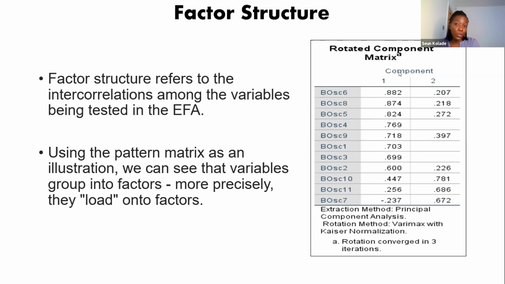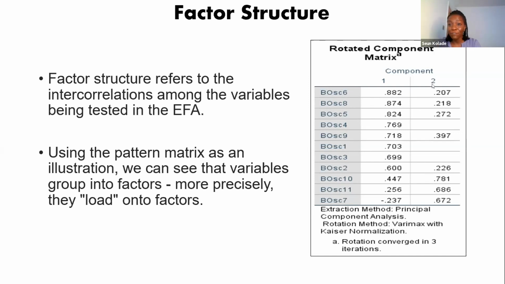So you find that for component 1, BOSC 6 all the way to BOSC 1, these are the different variables that have now been compressed to create a new factor, which is 1, okay?